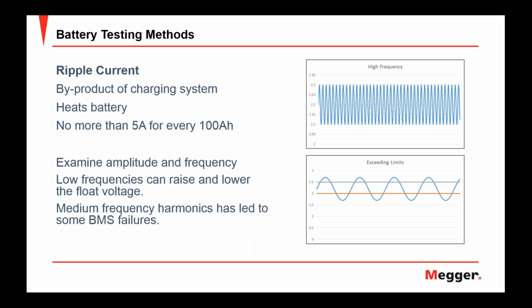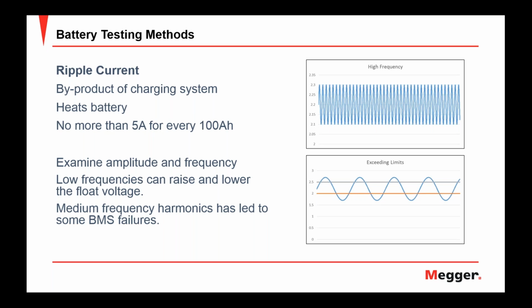Ripple current. Now, float current is the DC current going through the string. Ripple current is the AC current going through the string. Now, why would there be AC current? Well, we have a charger on the system. Those chargers are going to convert AC to DC. But that process is not 100% efficient. You're always going to have some ripple.